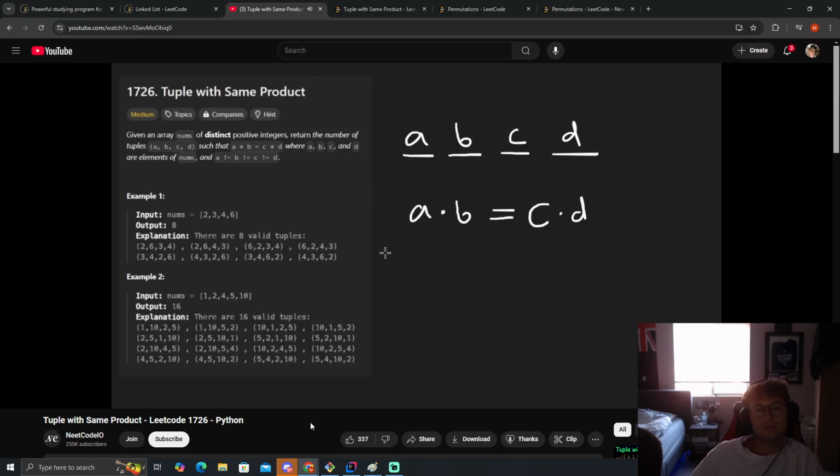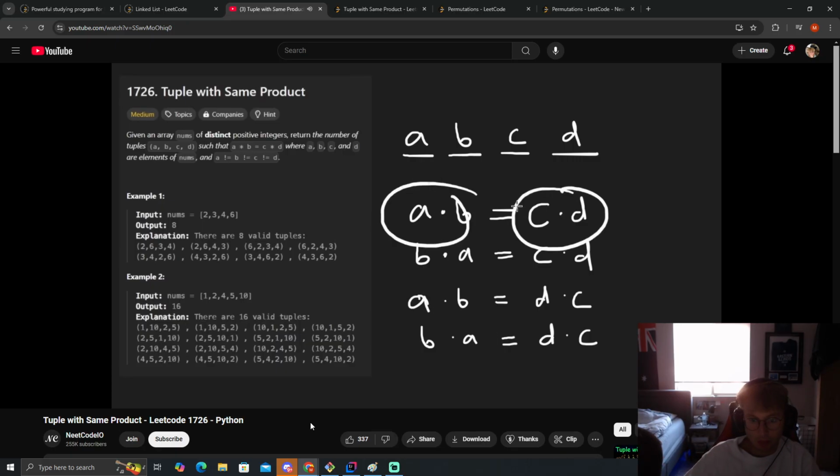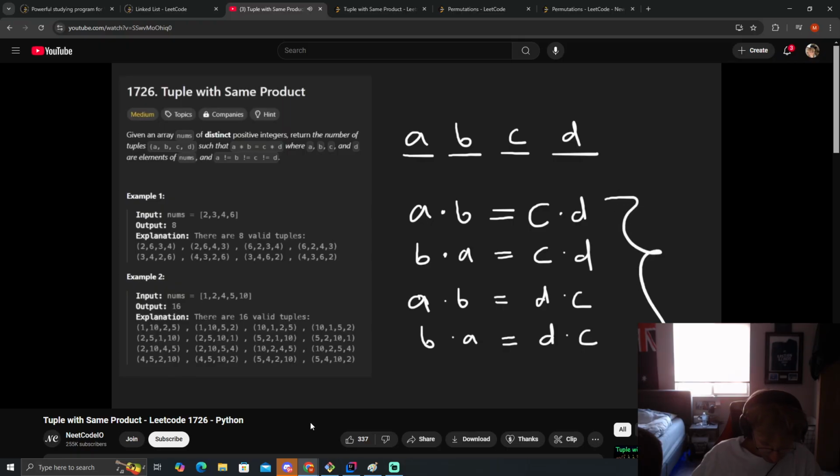If I draw pretty much the same tuple, but I just swap these two values, it's still technically true. We could also say B times A is equal to C times D. And then we could flip the other two sides. So I'll do A times B first, and then B times A after that. And then here we could have D times C. You can see that while the products on both sides are the exact same, we were able to rewrite the equation in 4 different ways.